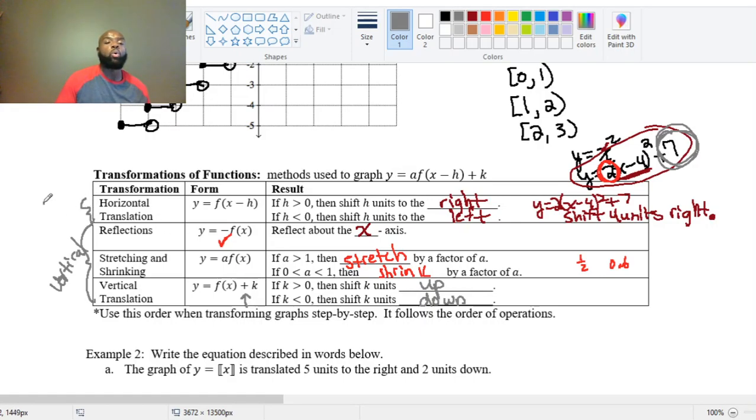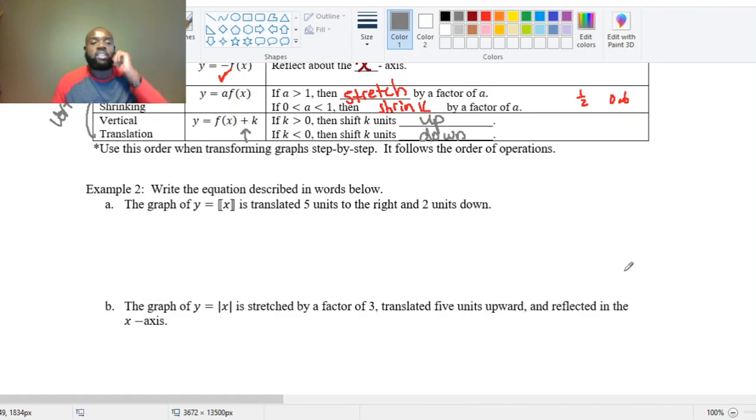This is horizontal because it's done to the inside of your function, right? So as I call this y equals x squared the squaring function, you know that something is inside if it's done to the operation that your function has, right? So since I have our squaring function, I know that this is a horizontal translation because it's done before we square it. It's on the inside of the function. All right, let's get used to this. And so we're going to write the equations that are described below.